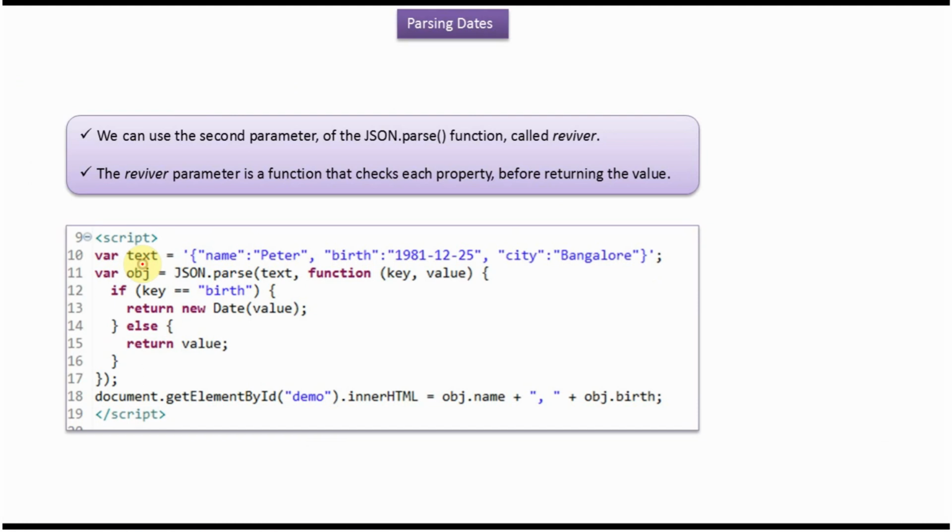Here I have defined JSON text, and name is Peter, and birth is date, which is in string format, and city is Bangalore. And here I am calling a parse method of JSON and passing the JSON text and the function. So what this function will do is, if key is birth and corresponding value it will take and convert the date which is in string format to date object and return it back. And the converted date object I am printing here.